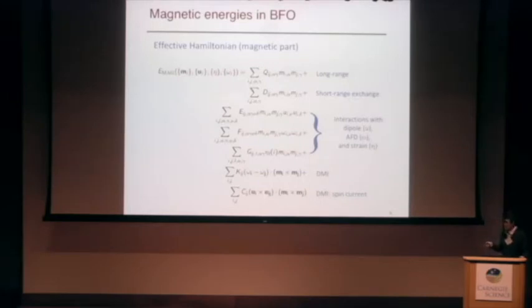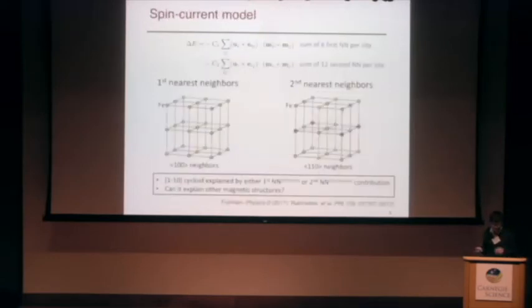And the three terms in the middle are the interactions between the magnetic moments and other degrees of freedom, including the dipoles, the antiferrodistortive tiltings, and the strains. The next term is the DM interaction, which can cause the spin canting. The last term is the converse spin current model, which is also a DM-type interaction. For this last term, we consider both first and second nearest neighbors. We call them C1 terms and C2 terms.